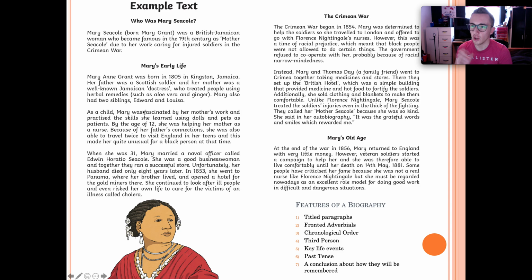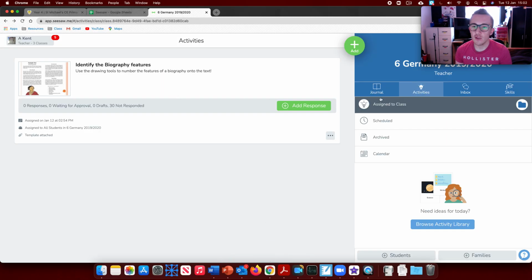Now, I know what you're thinking. How am I going to do this? Do I have to write it all out and then number it? Well, if you want to, be my guest. But I wouldn't. You can, of course, print it out, but that's going to be quite tricky. So instead, I've set it using Seesaw. So when you go onto Seesaw today, which I'll just show you, when you go onto Seesaw, if you go onto the activities page, you'll see something that looks like this.